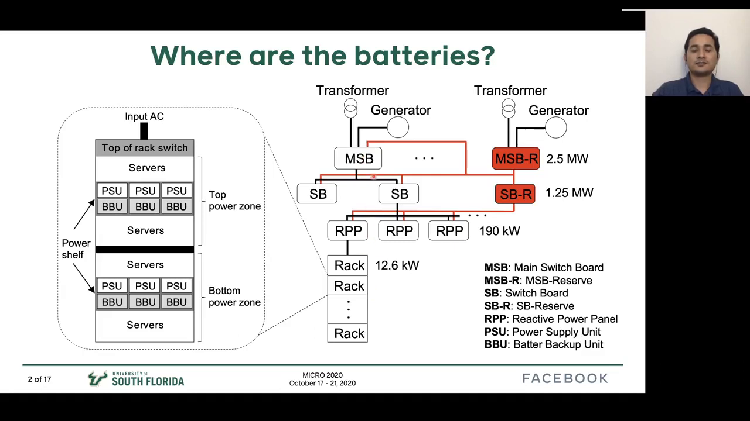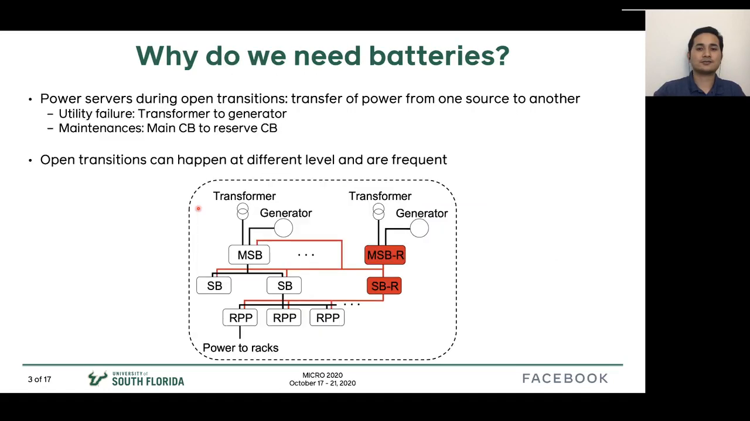In the case of Facebook data center, the top level circuit breaker is the main switchboard or MSB, which powers switchboard or SB, which in turn powers reactive power panel or RPPs. An RPP powers an entire row of rack, and inside a rack there are power supply units or PSUs, which convert input AC power to DC power, which are used by the servers. They also have battery backup units or BBUs to be used during AC power failures.